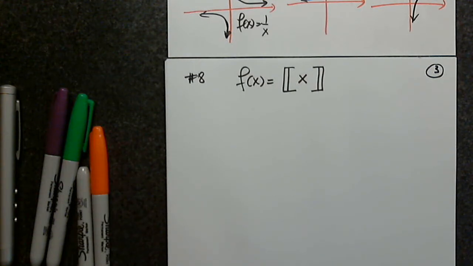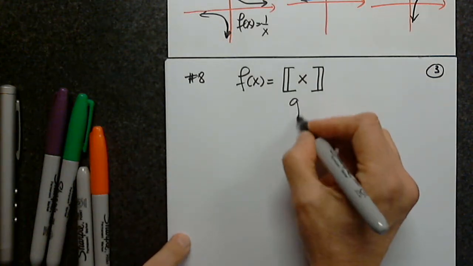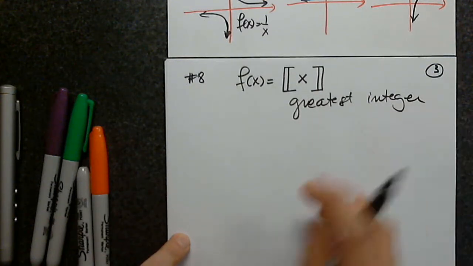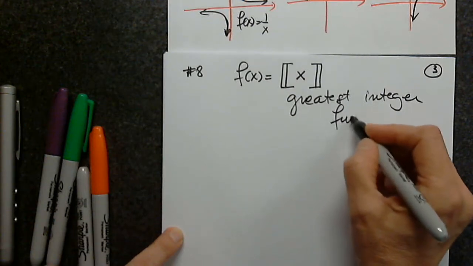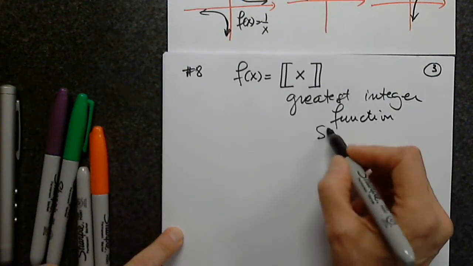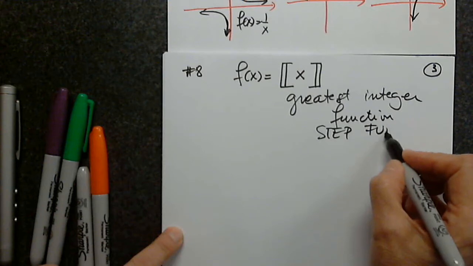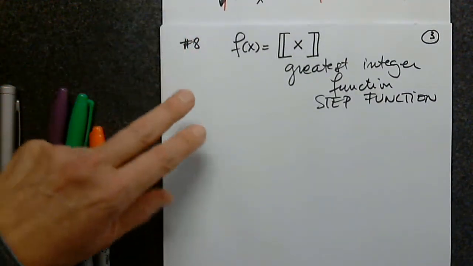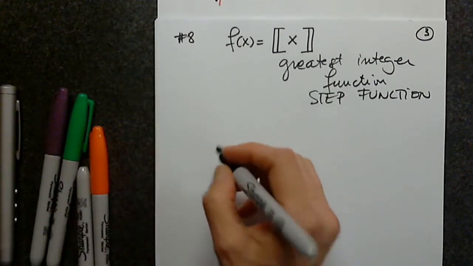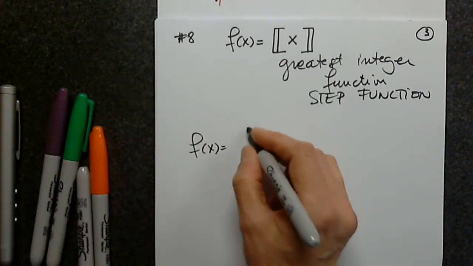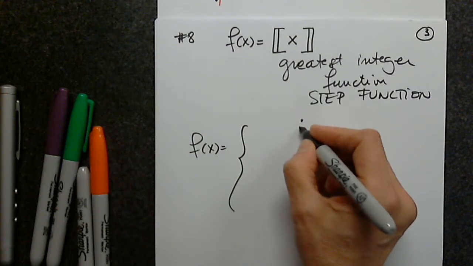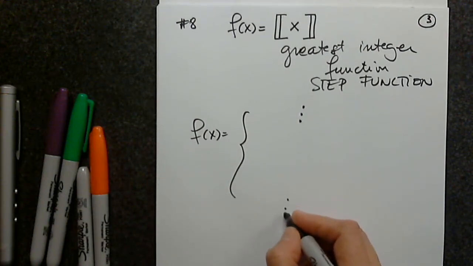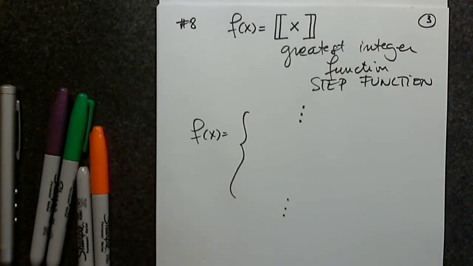It's called the greatest integer function. I like to call it a step function. It is a piecewise defined function. And here's its definition. Look at the three dots and three dots, which means it goes on forever.